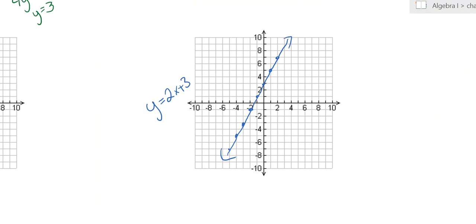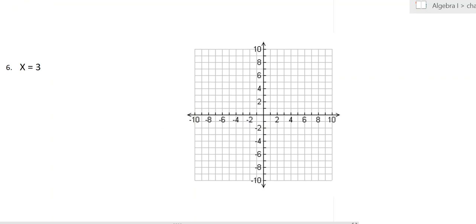The next equation we have is y equals 2x plus 3. You can see the way the line looks right here. Some of my points are 2, 7, 1, 5, 0, 3, negative 1, 1, negative 2, negative 1, and so on. So those are some of my points. Yours don't have to be the same, but it should be the same line.